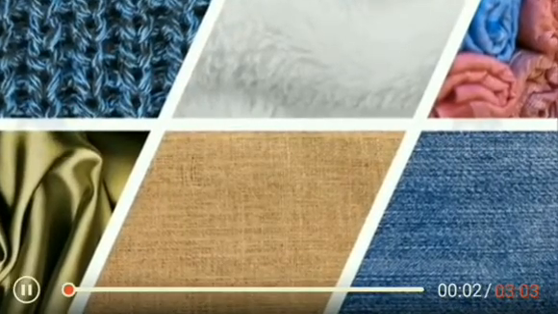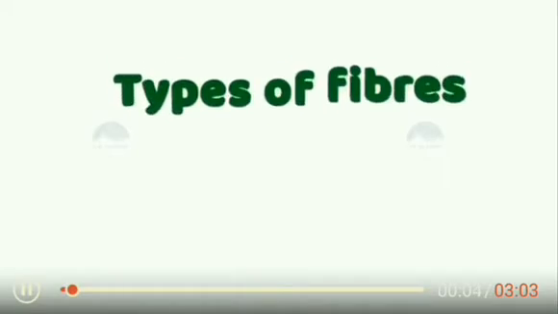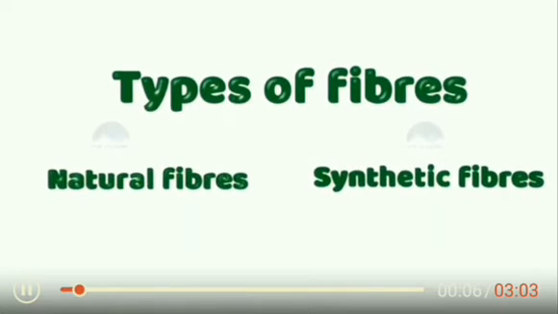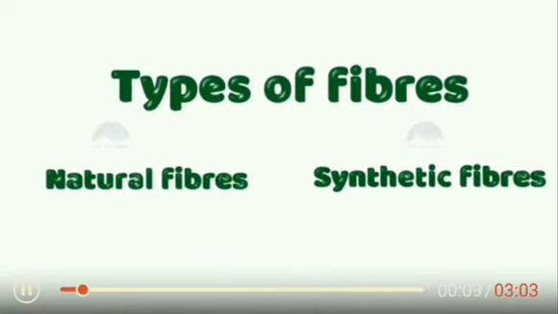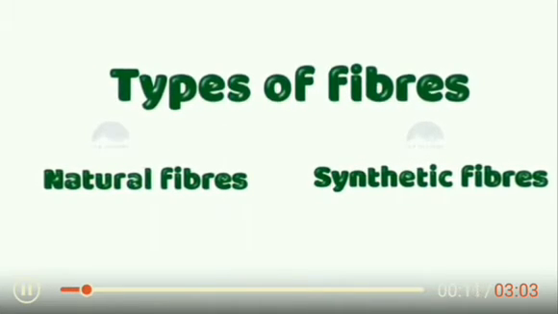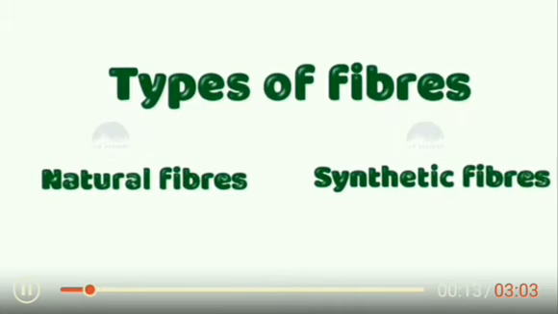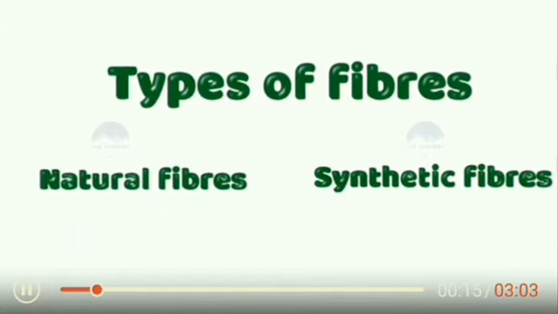Fiber is a thin thread of natural or artificial substances. It is used to make cloths with the help of power looms or weaving machines. The fibers we get from the plants and animals are called natural fibers.